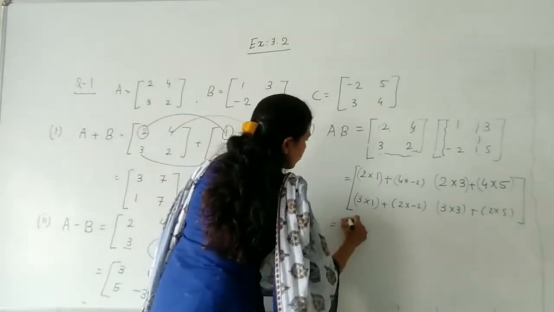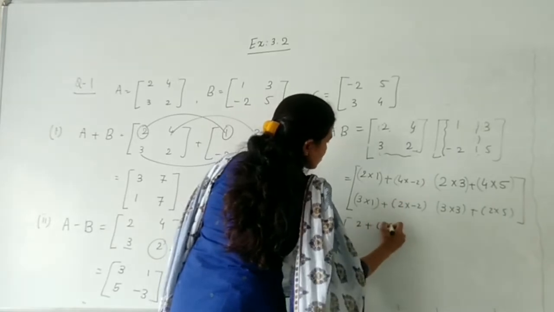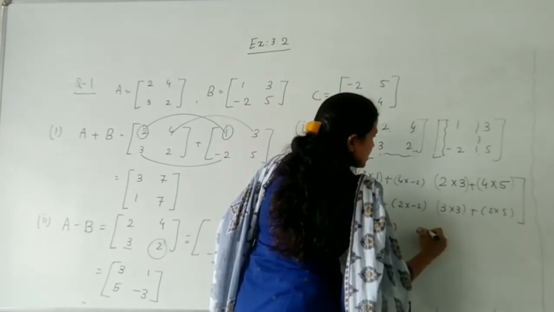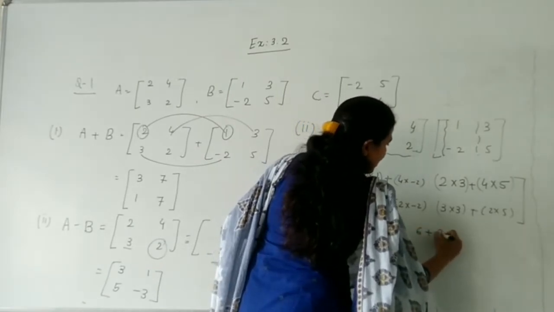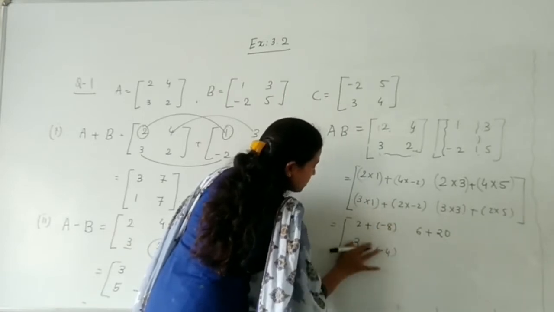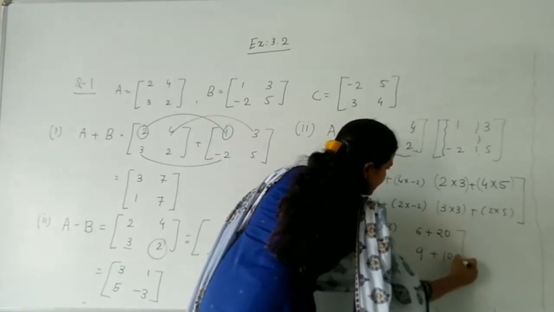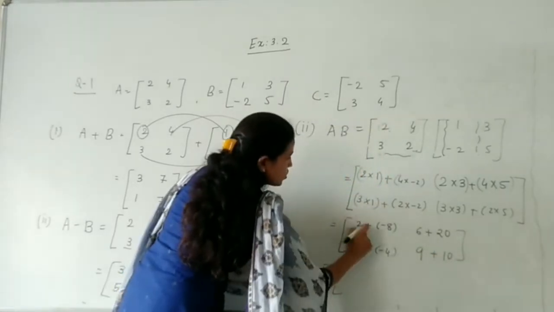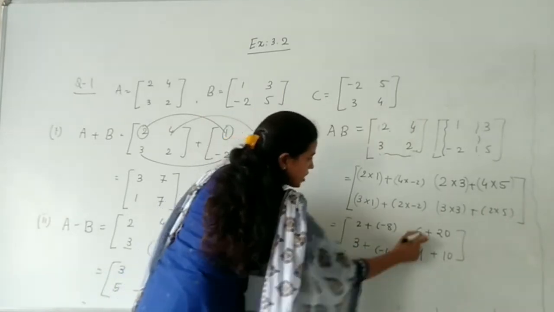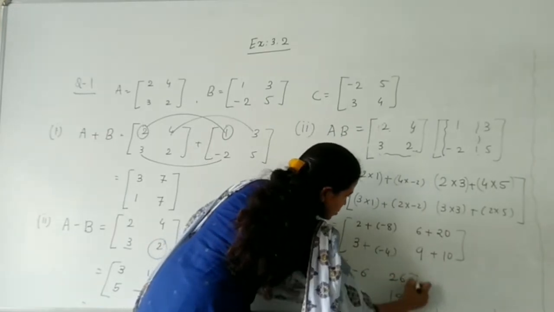Now let me count what it is. So 2 1s are 2 plus 4 into minus 2. 4 2s are 8. So 2 plus minus 8. 3 2s are 6 plus 4 5s are 20. 3 1s are 3, 2 2s are plus minus 4. 3 3s are 9 plus 5 2s are 10. So here you get 2 minus 8, that is minus 6. 3 minus 4, so minus 1. 20 plus 6, so 26. And 9 plus 10, so 19.